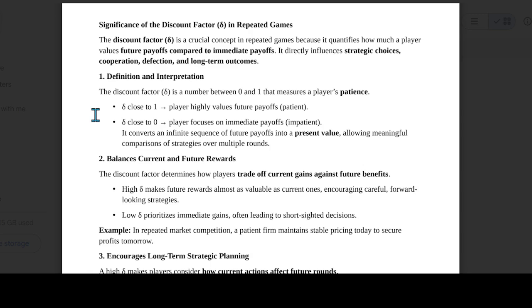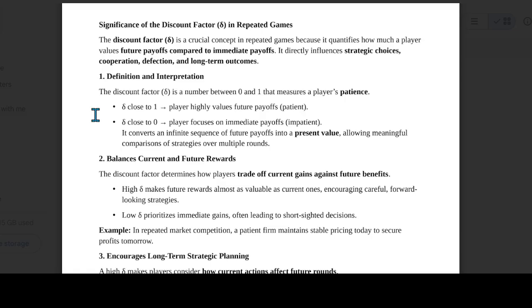So this video is about the significance of discount factors in repeated games, a question that has been asked in previous year papers. So basically, significance क्या है, ठीक है? If you don't know what a discount factor is, it is a crucial concept basically used in repeated games.